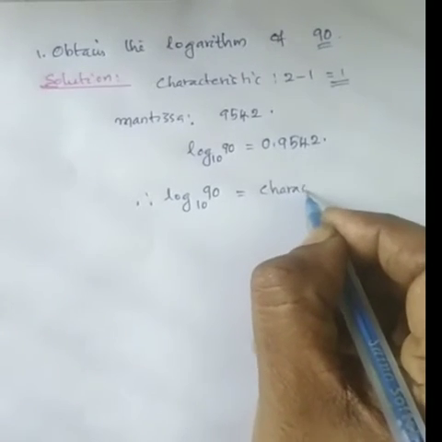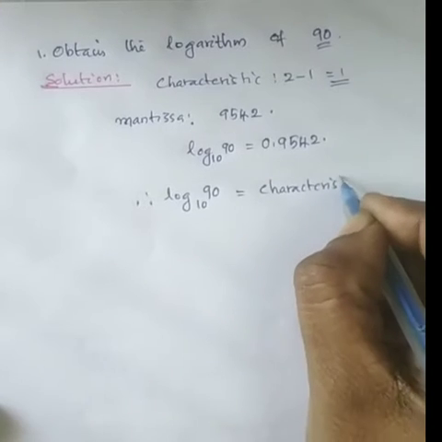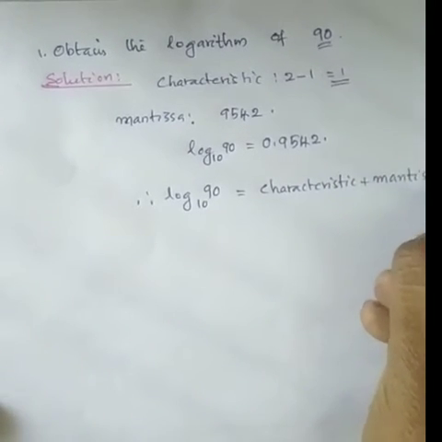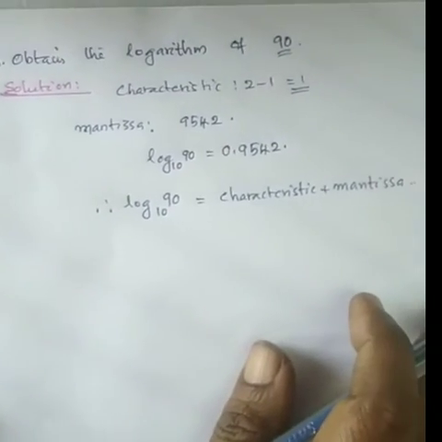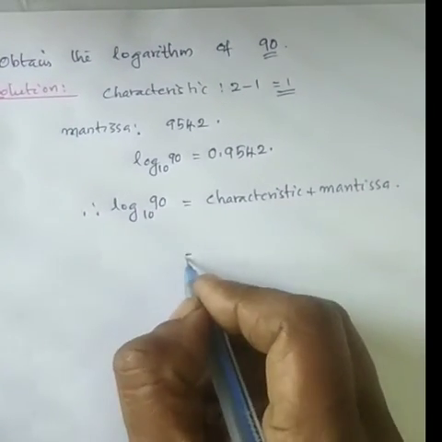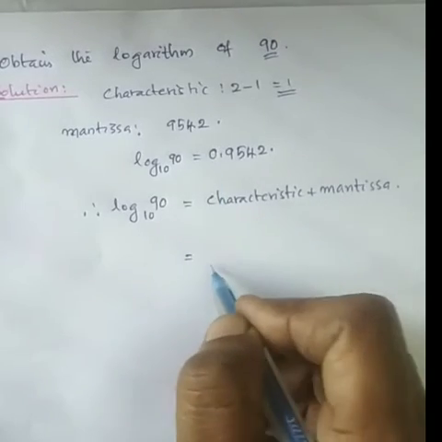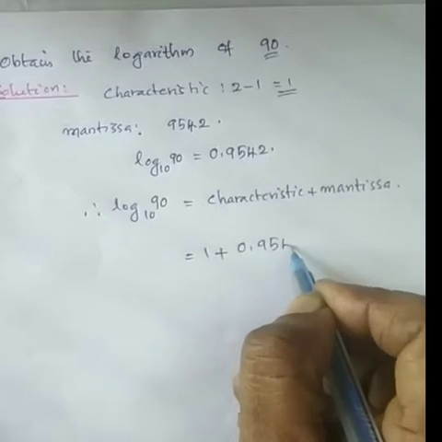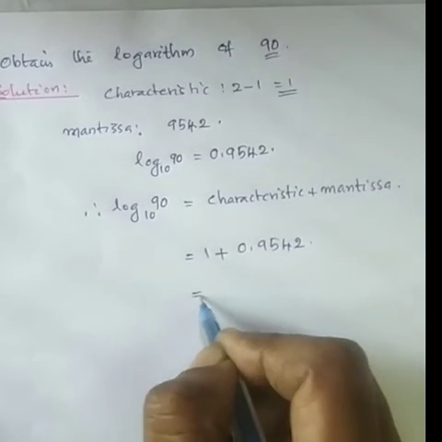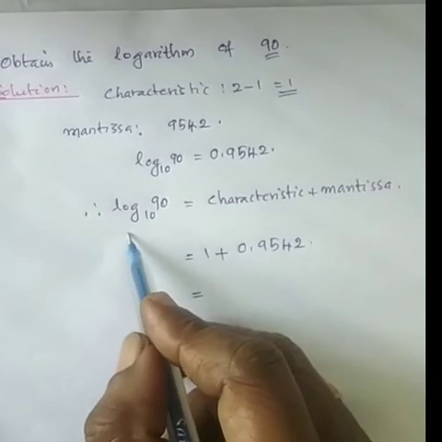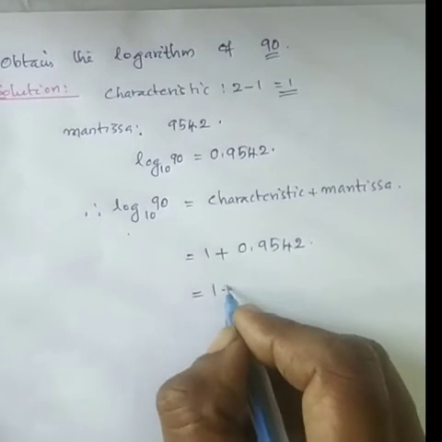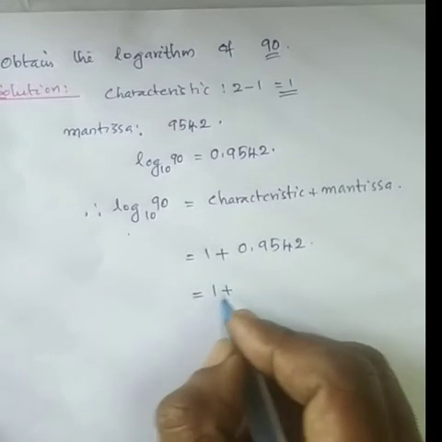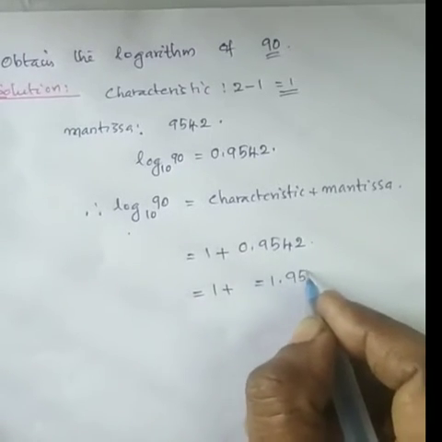equal to its characteristic plus mantissa. Therefore, here the characteristic is 1 plus the mantissa part is 0.9542. Therefore, the logarithm of 90 to the base 10 is equal to 1 plus 0.9542 is equal to 1.9542.